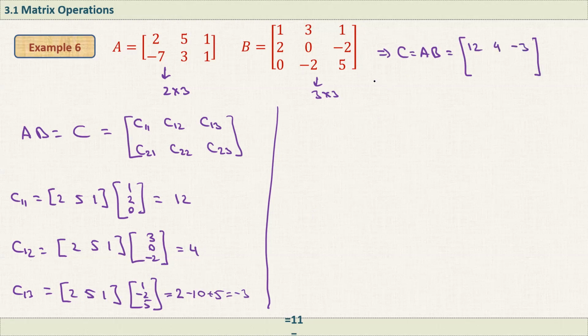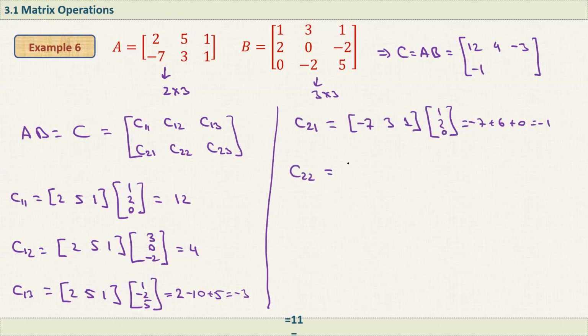So how about the second row? So that is C2,1. That means that we need to multiply the second row of A by the first column. The second row is negative 7, 3, 1. Multiply this by the first column, 1, 2, 0. So 1 times negative 7, negative 7. 2 times 3, it is 6. And plus 0, that's equal to negative 1. So here we have negative 1.